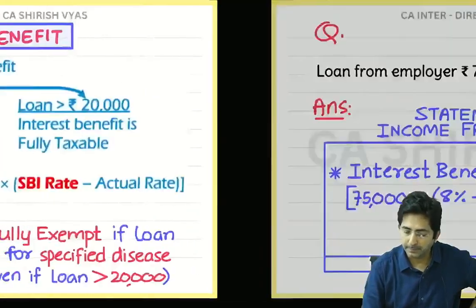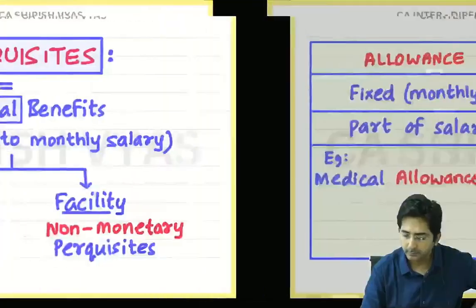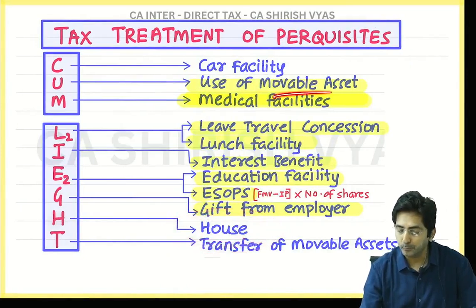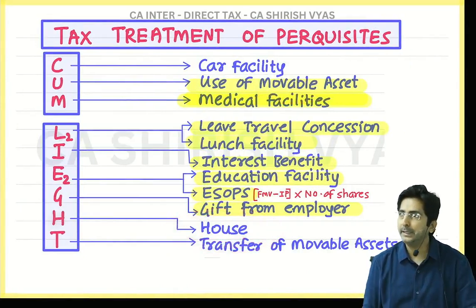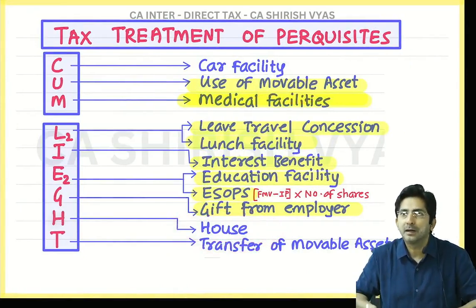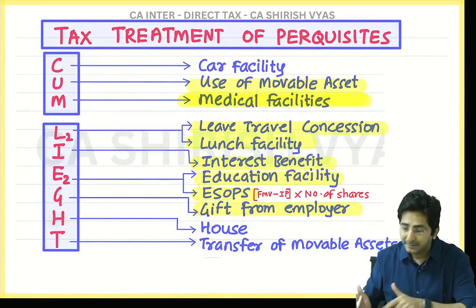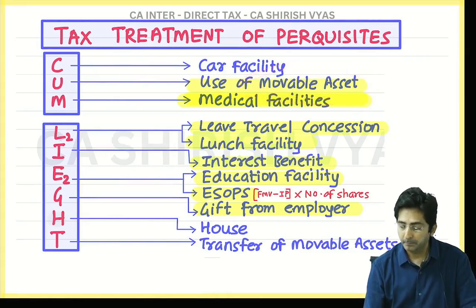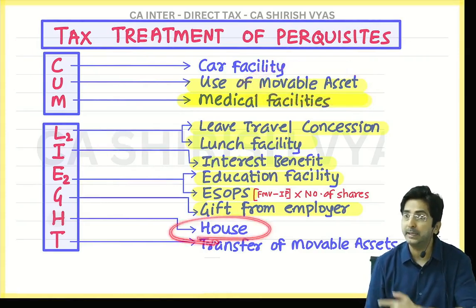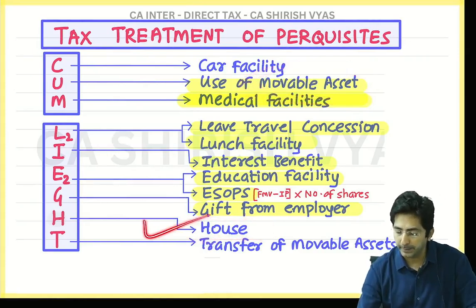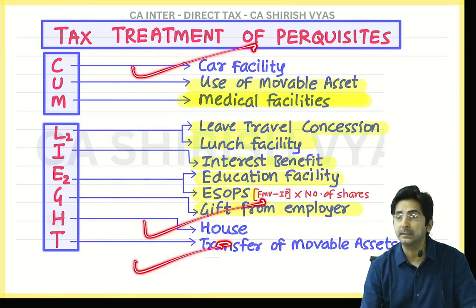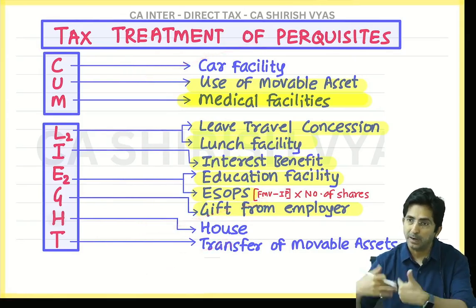So this completes the theory of use of movable asset. Tell me why we were saying movable asset, you know? Because immovable will be house. House is a separate discussion. That is why I wrote here movable. Okay. Because immovable will be house, it has to be discussed separately. So what is remaining? House, car and transfer of movable asset. This theory is remaining, which we will do after the break. Okay.